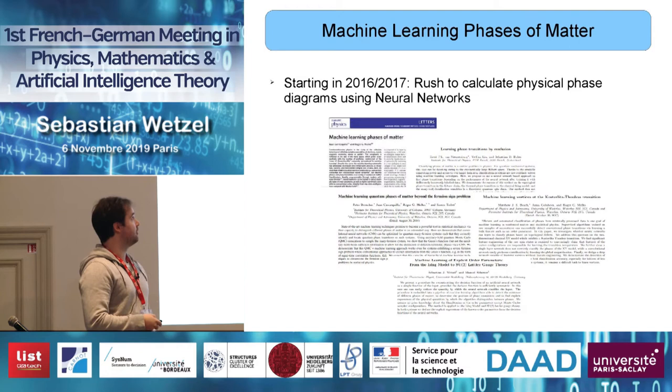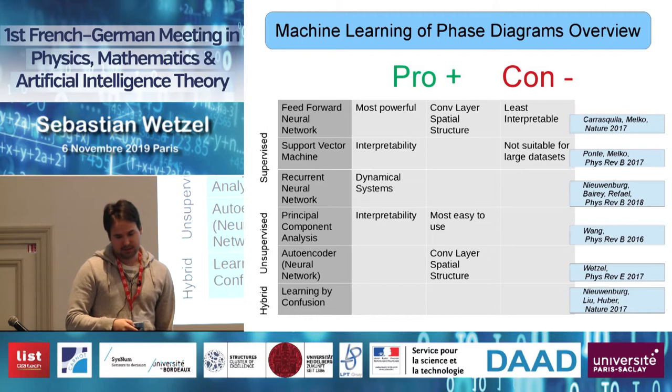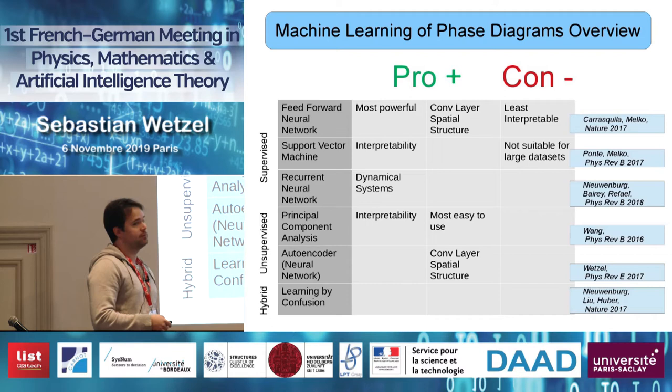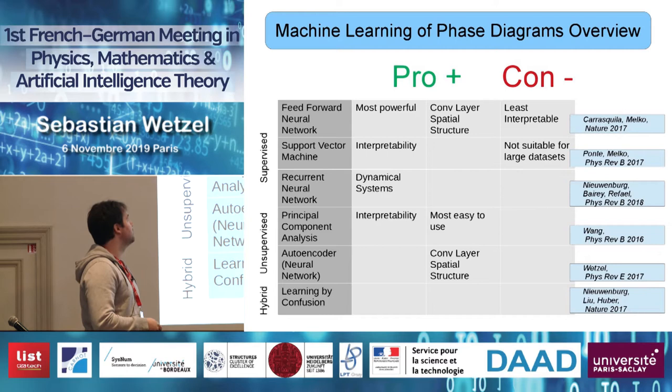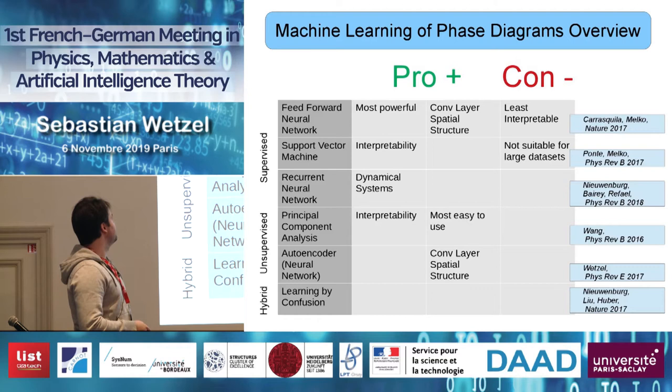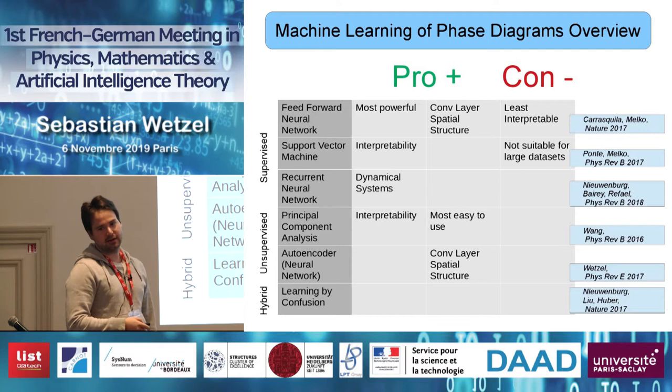So, on this slide we can see an overview over all the methods that have been developed to study phase diagrams using machine learning. There are supervised machine learning algorithms, there are unsupervised machine learning algorithms, and hybrid machine learning algorithms. The first one that was proposed was a standard feed-forward neural network, which, the paper is really easy to reproduce, but back then this framework did not exist, so it was a pretty big deal.